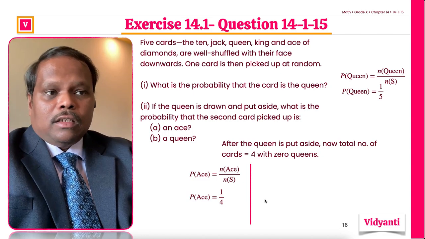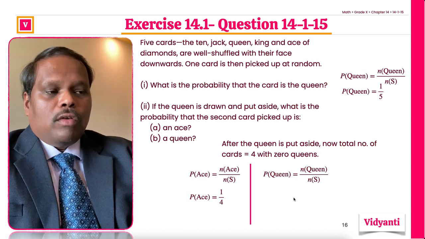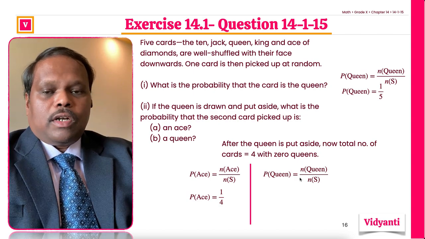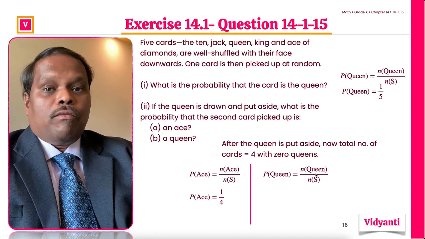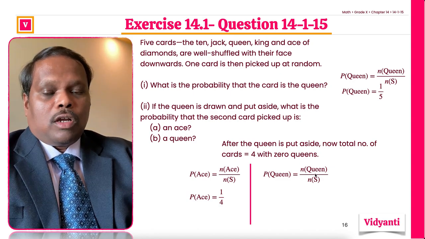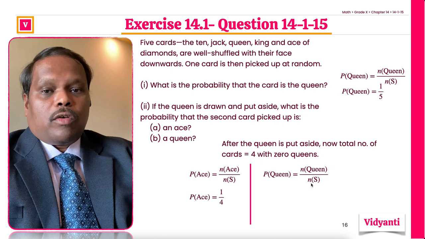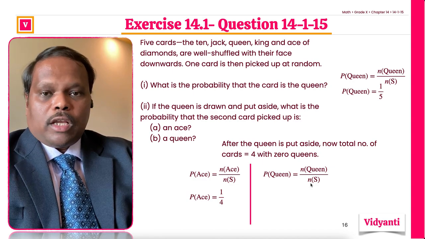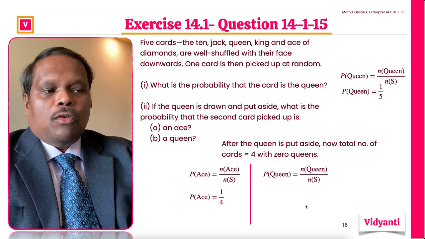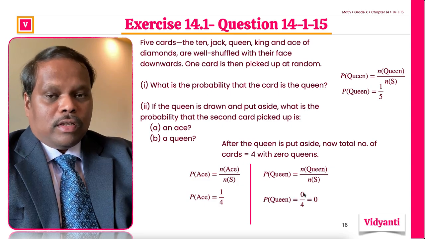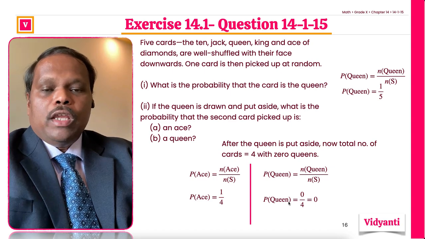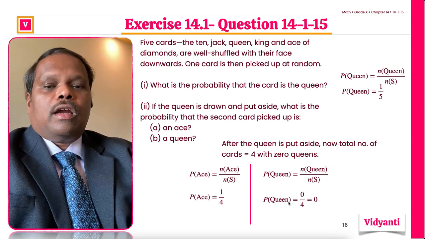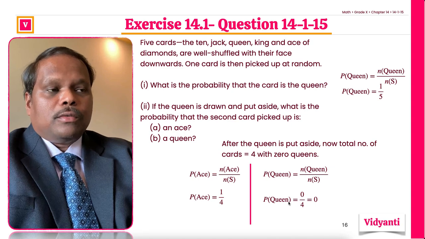Probability of getting a queen now will be the number of ways. Again, the fundamental formula of probability will still remain the same: the number of ways a favorable outcome takes place versus the number of ways altogether we can have that outcome take place. So now there is no queen left in the set, but we still have 4 cards. So the probability of a queen will be 0 divided by 4, and the final answer will be 0.